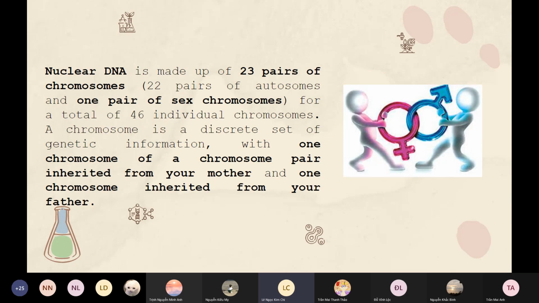And hello everyone, I'm Kimchi, and now I will follow up on Kimi's presentation. I will tell you about sex determining chromosomes. Nuclear DNA is made of 23 pairs of chromosomes, 22 pairs of autosomes and 1 pair of sex chromosomes, for a total of 46 individual chromosomes. A chromosome is a discrete set of genetic information, with one chromosome of a chromosome pair inherited from your mother and one chromosome inherited from your father.